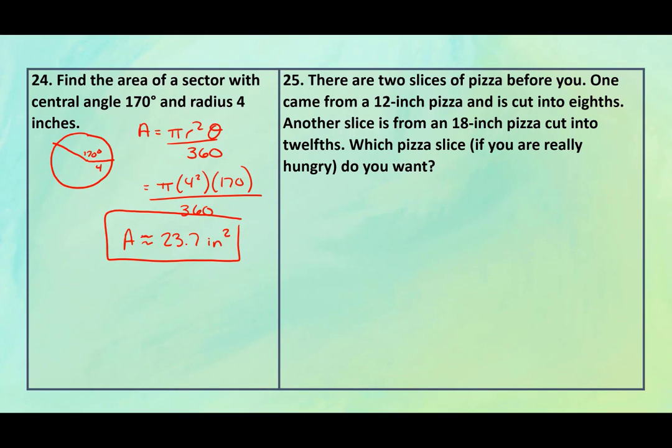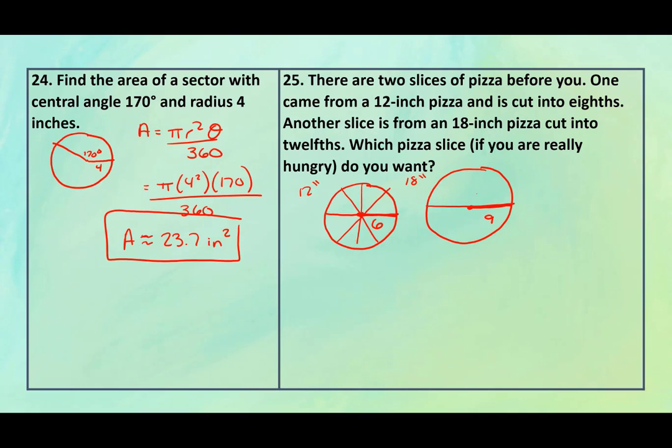So this is actually an important question that a lot of kids like to know. There are 2 slices of pizza before you. One came from a 12-inch pizza and is cut into 8ths, and the other is a slice from an 18-inch pizza cut into 12ths. If you're really hungry, which pizza slice do you want? If it's a 12-inch pizza, the radius is 6 inches. If you're looking at an 18-inch pizza, your radius is going to be 9 inches. Now the first pizza, which is 12 inches, is cut up into 8ths, and the second pizza, the 18-inch pizza, is cut up into 12ths.